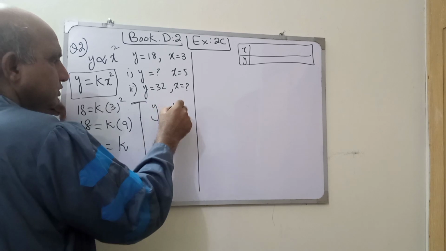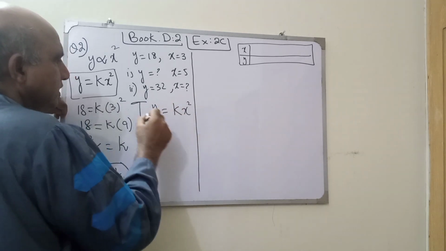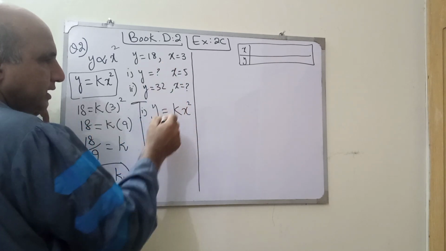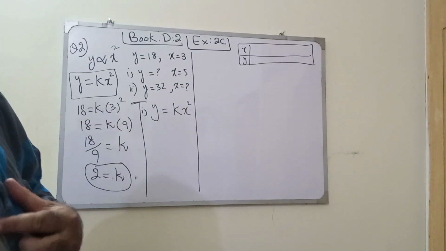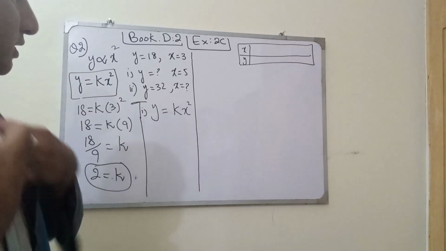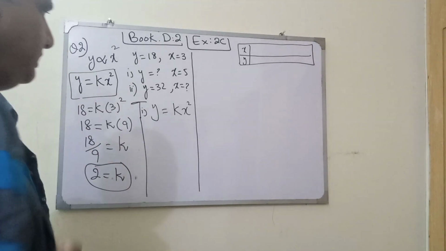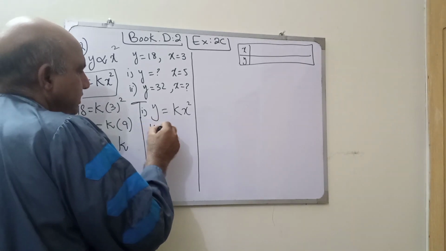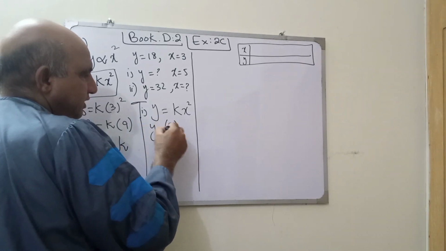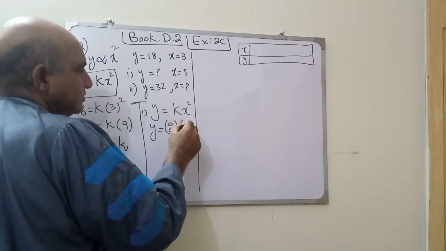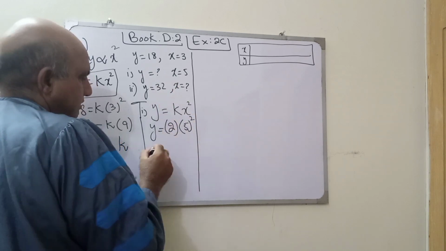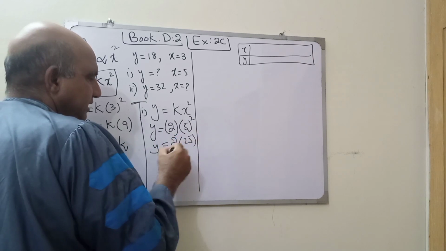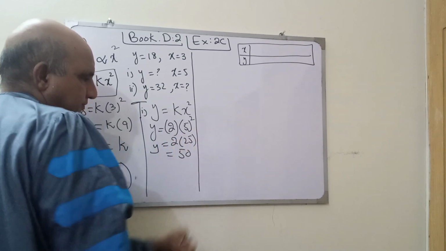Now again write it here. y is equal to kx squared. Now in part 1 we have the value of x, we have the value of k, and we are going to find the value of y. So here y is equal to 2, this is the value of k, and x is 5. So y is equal to 2 into 25, that is 50. Right?